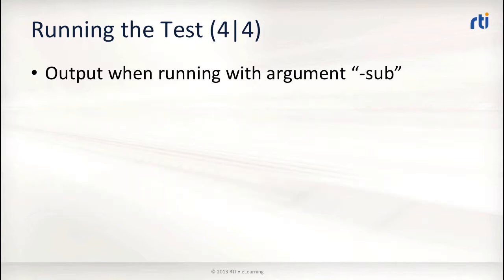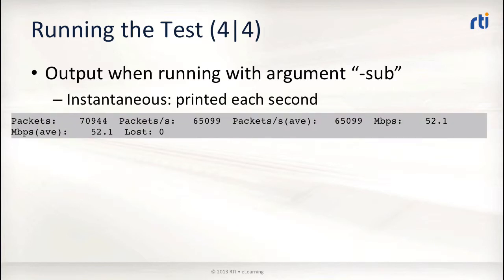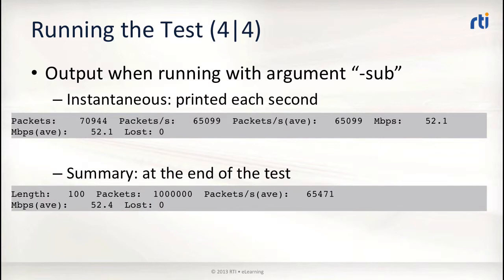The subscribing side measures the throughput and reports the results to the screen. The instantaneous results show the throughput measured over the last second, as well as the average measured since the start of the test. The throughput is reported both in packets per second and in megabits per second, where megabits is data size times messages received. The summary results show the throughput measured over the duration of the test, including the total number of packets received.